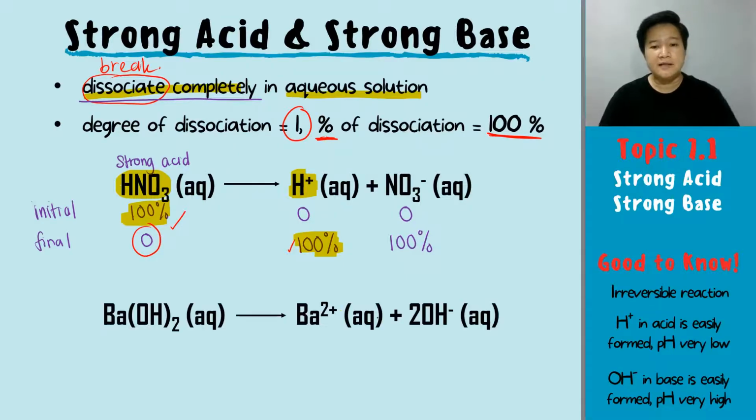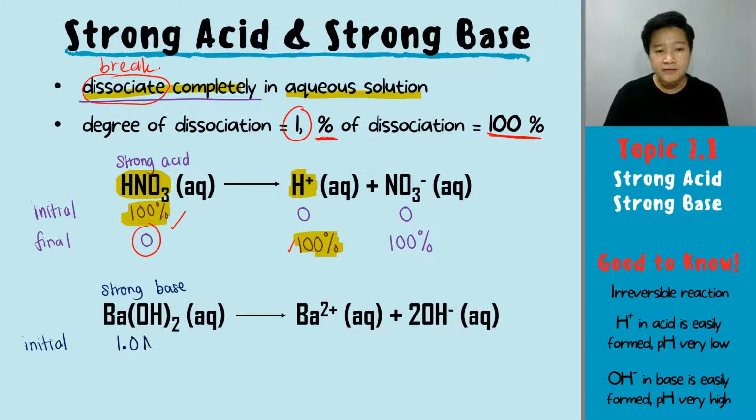Okay? Next, how about this strong base? I have a barium hydroxide, Ba(OH)2, which is a strong base over here. So as always, I started the base, let's say, with 1 molar. It's a concentration, so I start with a 1 molar. When I start with 1 molar, my product will be 0. There will be no reaction. Okay? Nothing is formed yet. But when I reach the final, my strong base will become 0. Because it will be completely dissociated.